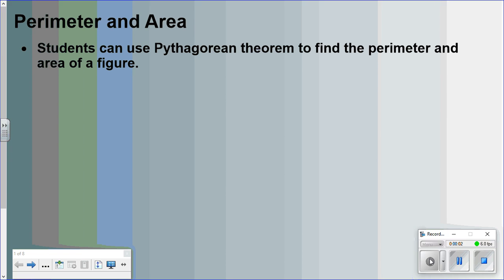In this lesson, we'll be talking about perimeter and area. By the end of the lesson, you should be able to use the Pythagorean Theorem to find the perimeter and the area of a figure.